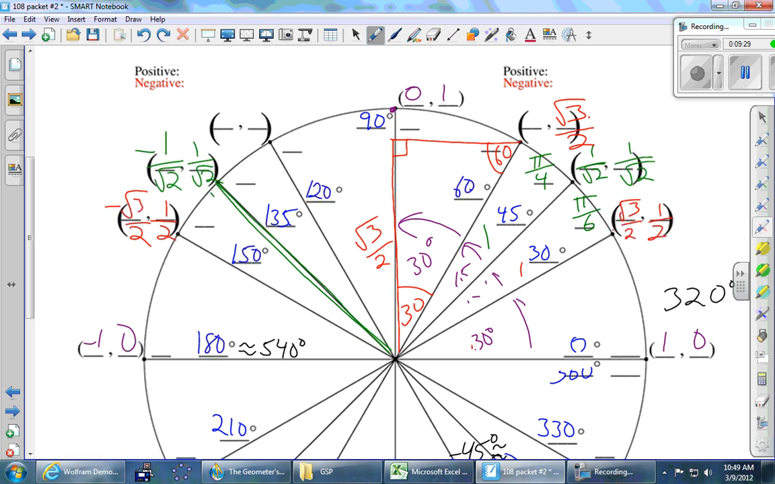And the other side of my triangle up here at the top is a 1 over root 2, and that must be the x. Oh, sorry. Of course, it's 1/2. Questions on that? And now we know everything in the first quadrant.